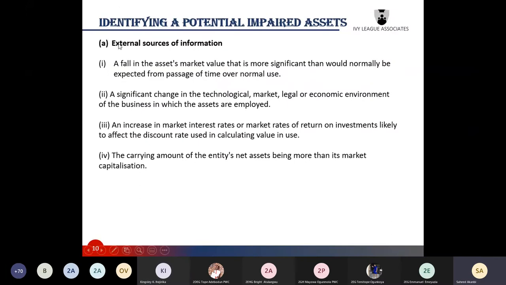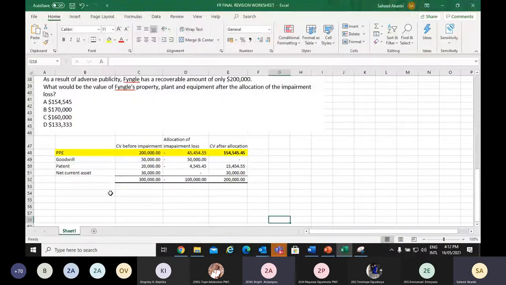Somebody should read this external from number one to number four. Number one, external sources of information. A fall in the asset's market value that is more significant than would normally be expected from passage of time over normal use. Two, a significant change in the technological, market, legal or economic environment of the business in which the assets are employed. An increase in market interest rates or market rates of returns on investments likely to affect the discount rate used in calculating the value in use. The carrying amount of the entity's net assets being more than its market capitalization. Thank you. I'm going to go back to the question.